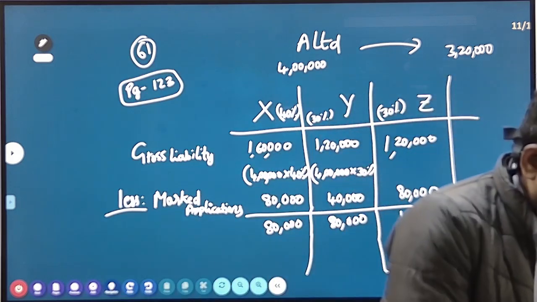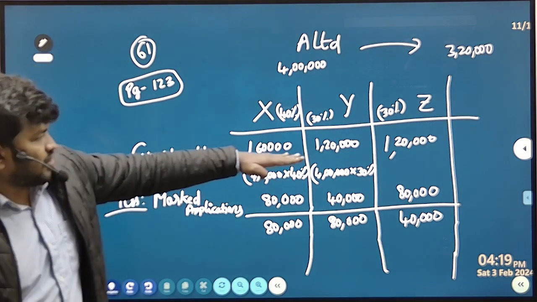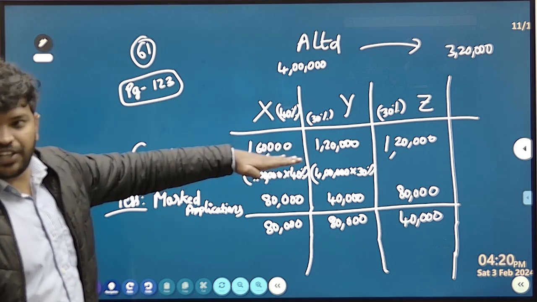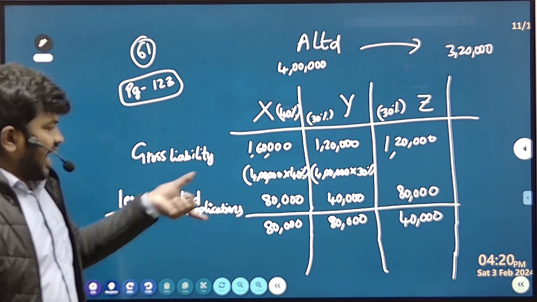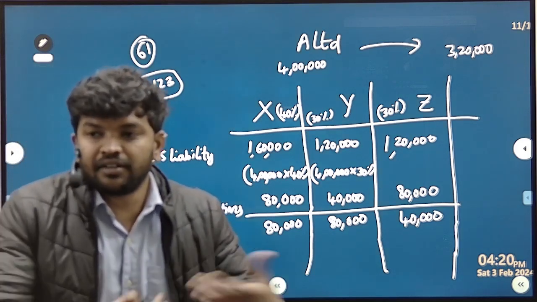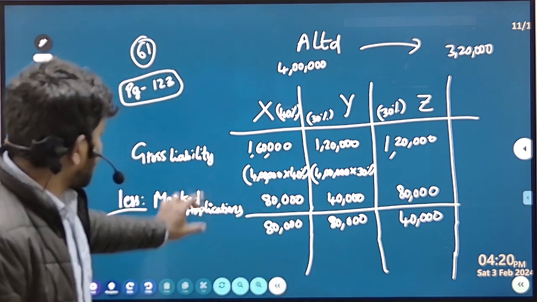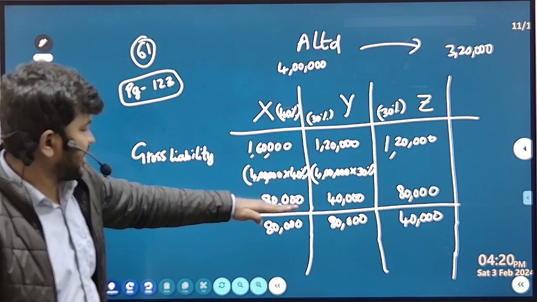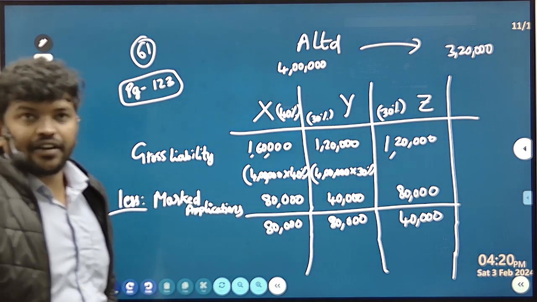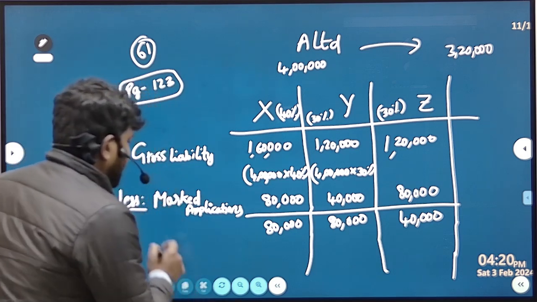Any doubts till now? This is the gross liability as per the agreement. Okay, look here, Brijesh. I am reducing the efforts. Indirectly, marked applications are nothing but efforts put in by the underwriters to invoke the public. So out of their total liability, I am reducing their marked applications. This is called the net liability.